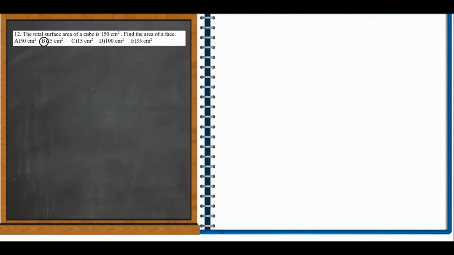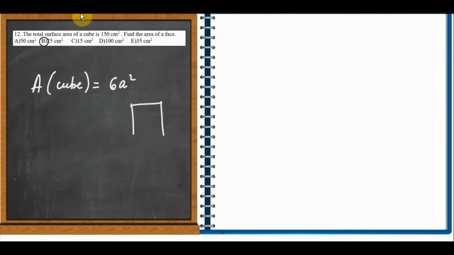Number 12. Number 12 is a pretty easy question. Here it says the total surface area is equal to 150 centimeters square. We are talking about cube. So what's the total surface area of cube? The formula is 6a squared, where a is an edge.